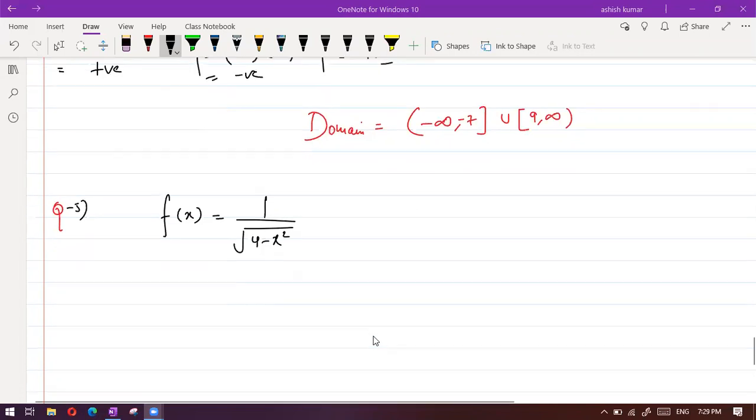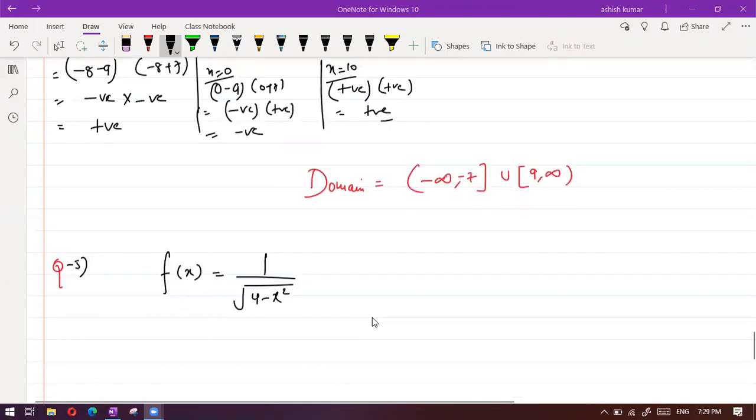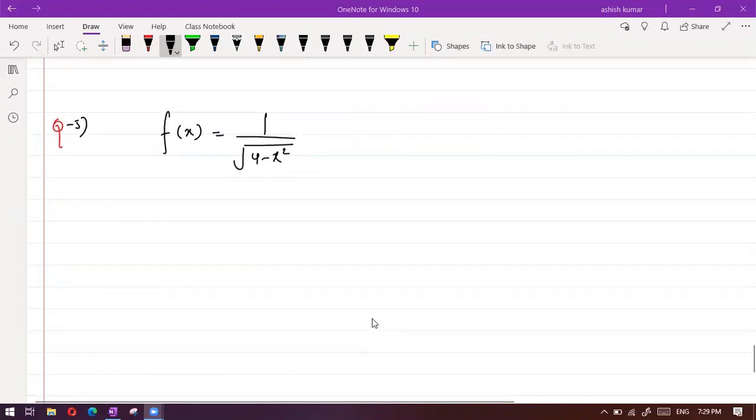Try to solve this question. f(x) is equal to 1 by root over 4 minus x square. Sir, x must be less than -2 and greater than 2. Are you sure? Yes, sir. 100%? Okay, domain you tell me. The domain will be minus infinity to -2 excluded and union 2 to infinity. Yeah, okay. Let me see.